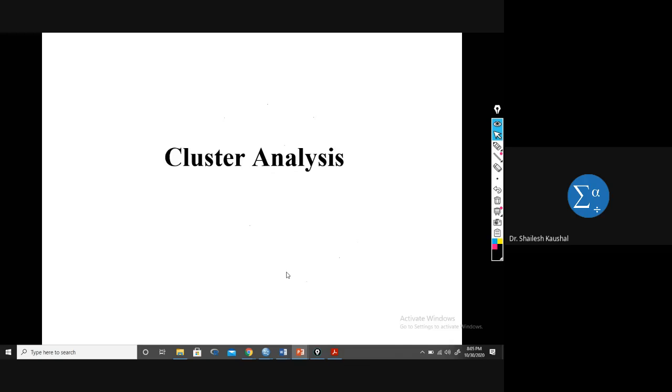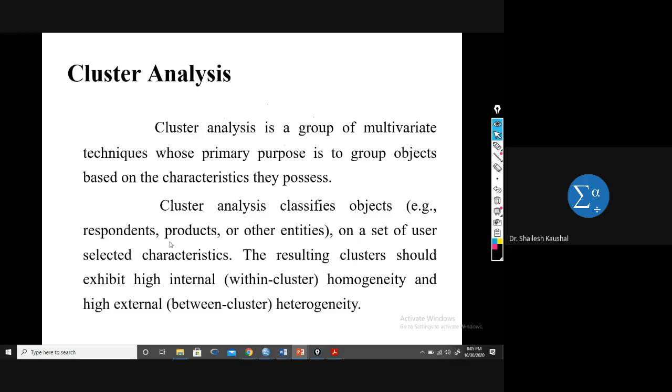Welcome back. So now I'm taking the new topic. The name of this topic is cluster analysis. So what is cluster analysis? Basically, cluster analysis is a group of multivariate techniques whose primary purpose is to group objects based on the characteristics they possess.